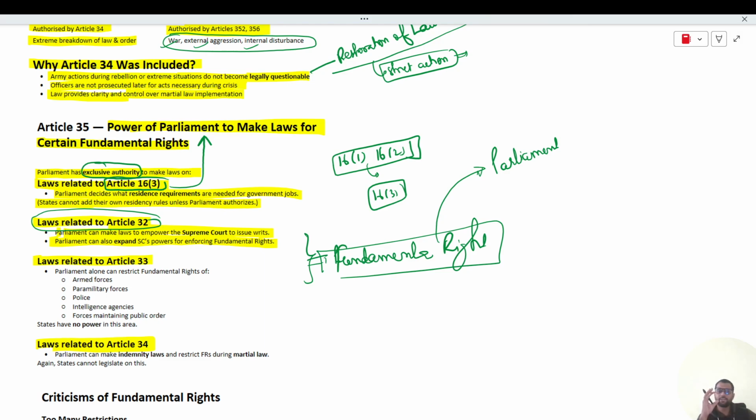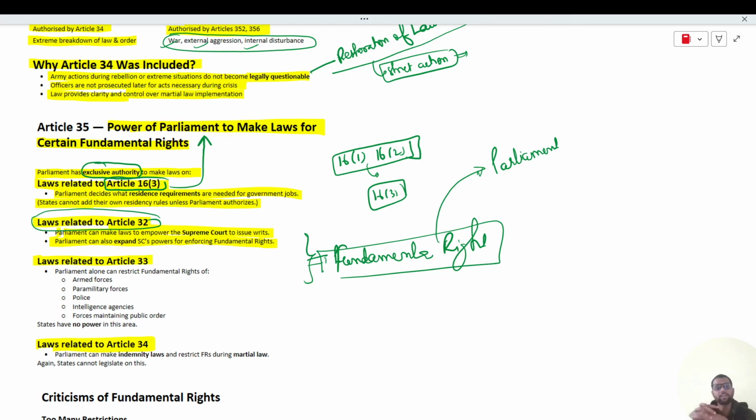Article 35 authorizes the Parliament exclusively to make laws. Whether you talk about Article 16, Clause 3, or Article 32, 33, or 34, the sole responsibility lies on the Parliament. The Parliament can make laws enforcing certain fundamental rights or any other matter related to fundamental rights under Part Three of the Indian Constitution. So when we complete Article 35, we have completed Part Three of the Indian Constitution, that is, the fundamental rights.